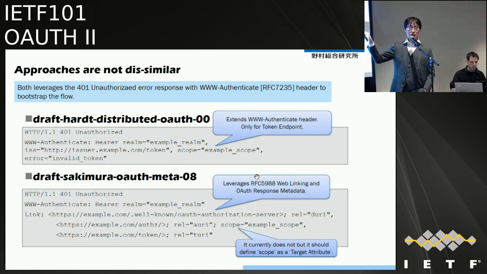We both use the 401 unauthorized error response and the WWW-Authenticate header, which is defined in RFC 7235. The way the metadata is returned is different, though. In the case of Dick's draft, it's returned as an extension to the WWW-Authenticate header, and it talks only about the token endpoint. While in my case, I'm leveraging the RFC 5988 web link header. That way, in Dick's case it can only be used at the resource, but in my case it can also be used at any other endpoints as well. And the draft 08 doesn't have anything to say about the scope, but if we agree to do something like this, then we also have to talk about it as a target attribute in the web linking.